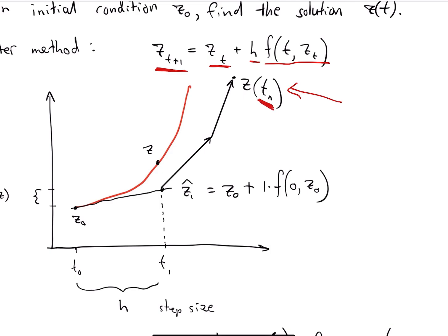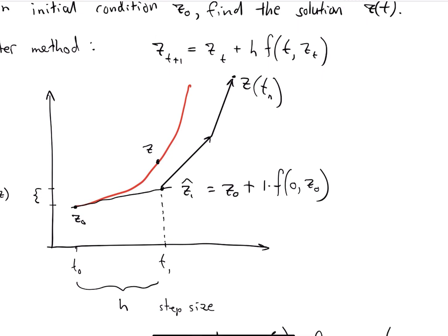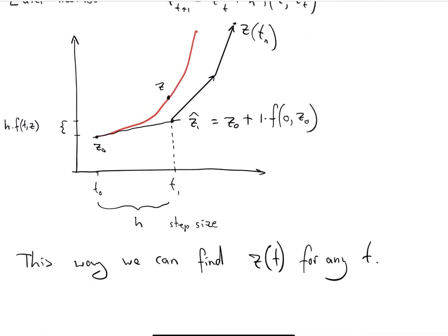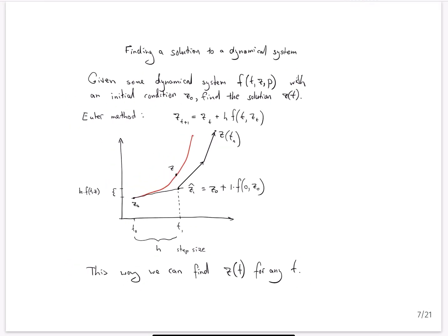Now, if this is our real solution on the left, and this is our approximate solution on the right, we can see that it diverges by quite a bit. And this is one of the downsides of this Euler method. There are other methods that try to get better and better, closer and closer to the true solution. The point is that we can solve this system simply by this numerical method where we start at some point and we keep going along the derivative. So this way we can find z of t for any point t. This is what it means to find a solution to a dynamical system at some point tn.